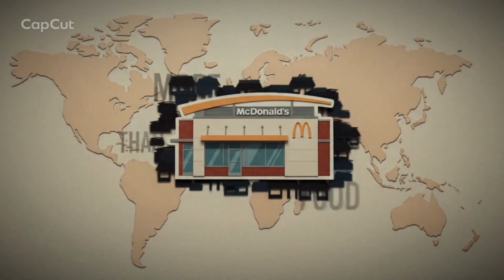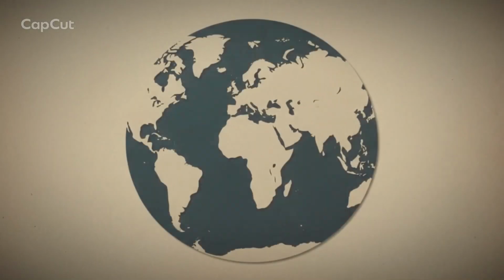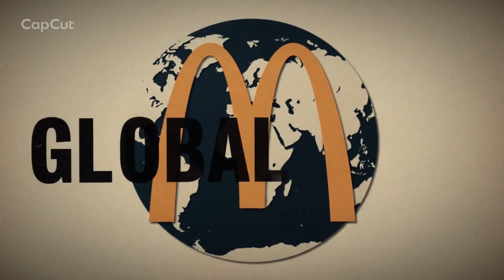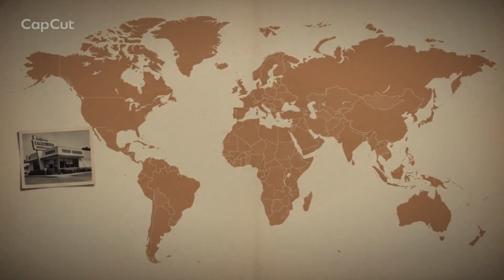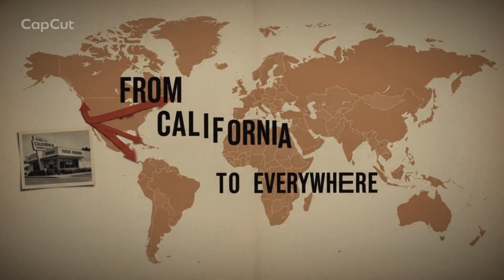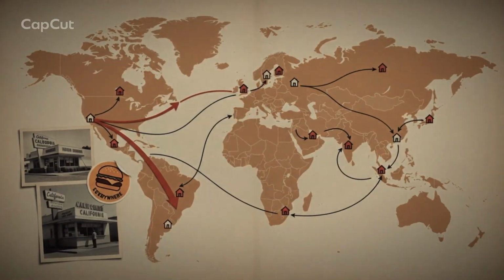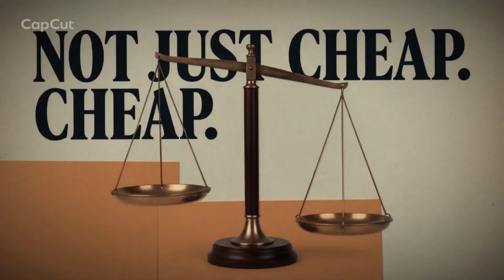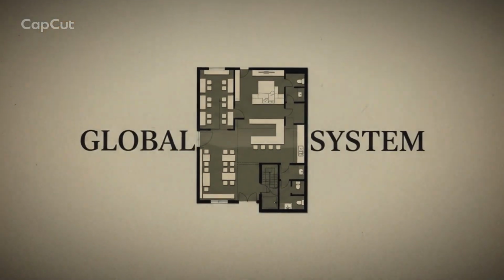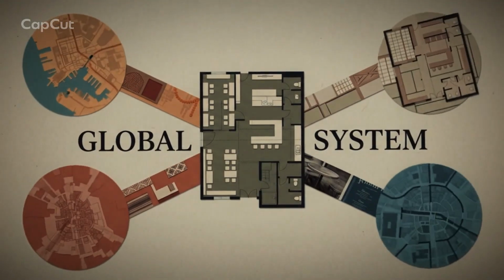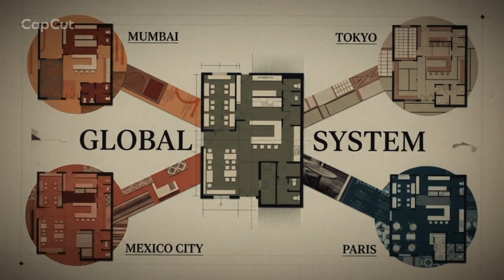McDonald's isn't just a fast food company. It's one of the most recognizable brands on earth. But how did a restaurant that started with burgers in California end up serving customers in more than 100 countries? The answer isn't simply cheap food. McDonald's built a system that could travel almost anywhere, and then learned how to make that system feel local.